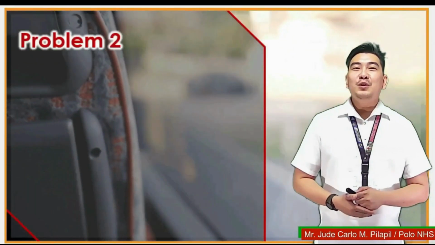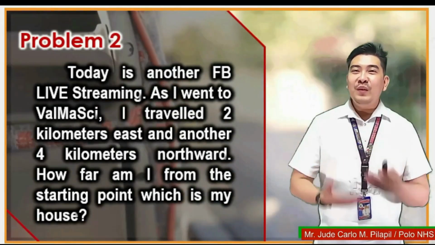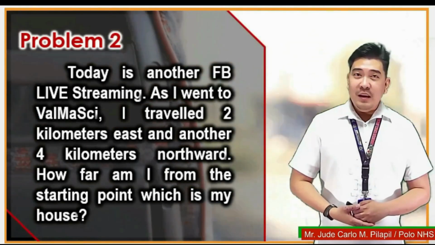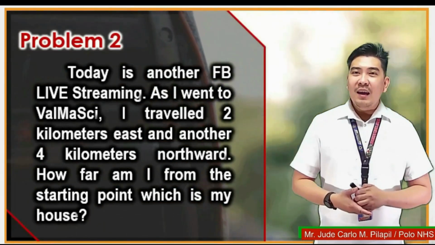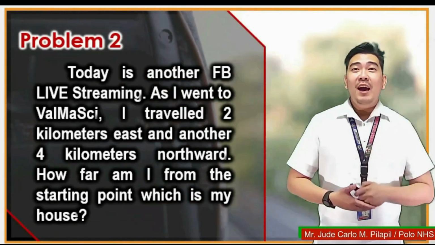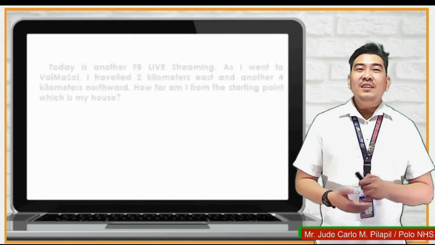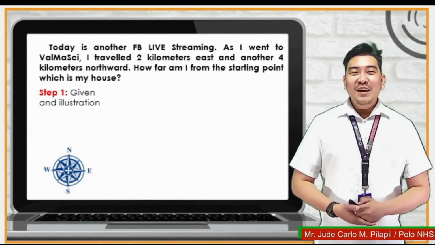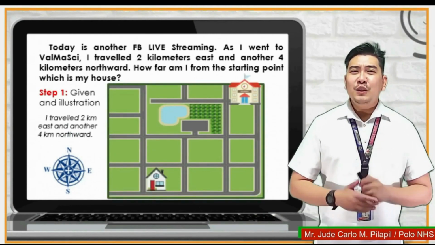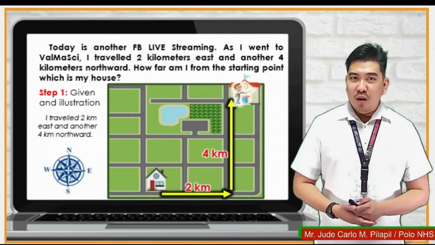Let us now go to the next problem. Problem number 2. Today is another FB live streaming. As I went to Valmasay, I traveled 2 kilometers east and another 4 kilometers northward. How far am I from the starting point, which is my house? For us to be guided by the directions, let us use this compass. There. The given is I traveled 2 kilometers east and another 4 kilometers northward.